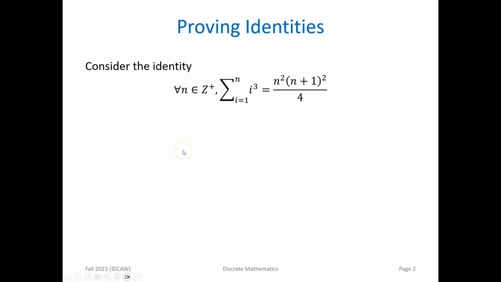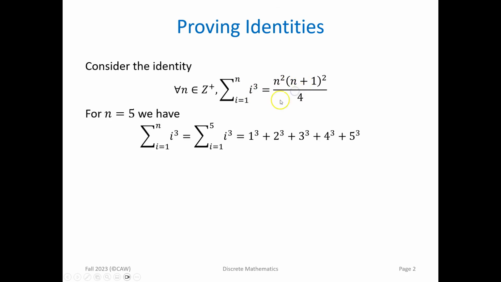Let's consider an identity. For all n positive integer, the sum from i equals 1 to n of i cubed is equal to this explicit formula. At least this is what we're being told. It's equal to n squared times the quantity n plus 1 squared, divided by 4.